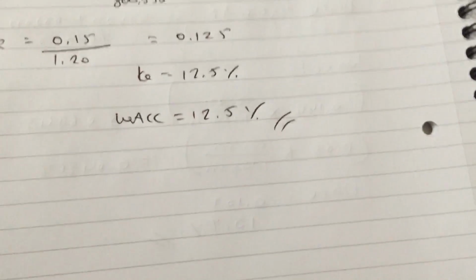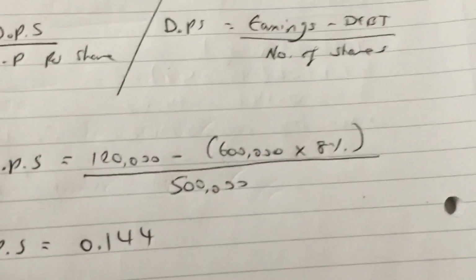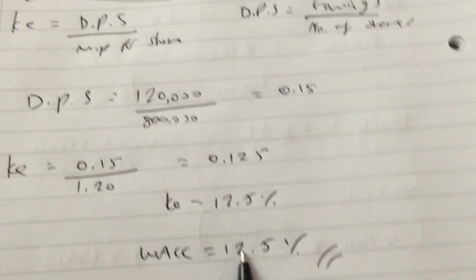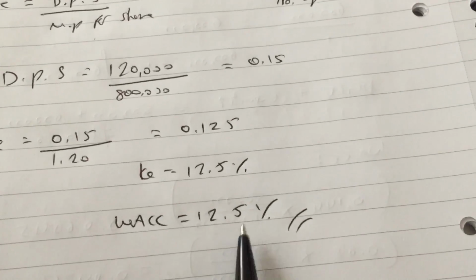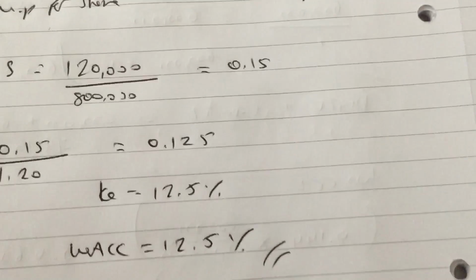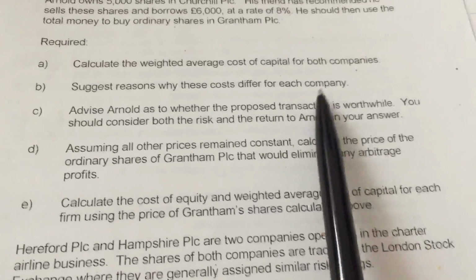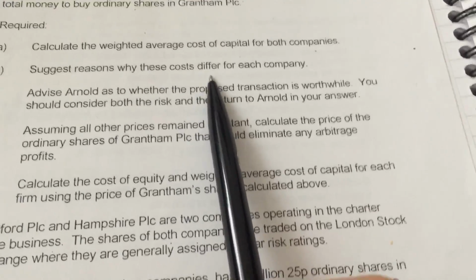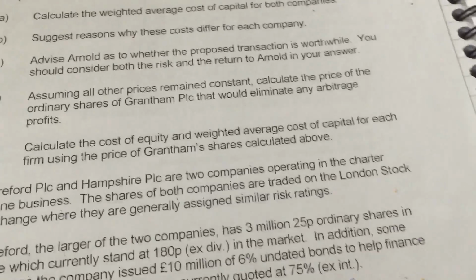And that's the answer. So we know that the weighted average cost of capital for Churchill PLC is 10.9%, and the weighted average cost of capital for Grantham PLC was 12.5%. So that's question A done. And then question B says, suggest reasons why these costs differ for each company. So they're saying, why is the cost of equity different for both companies, and why is the weighted average cost of capital different for both companies?